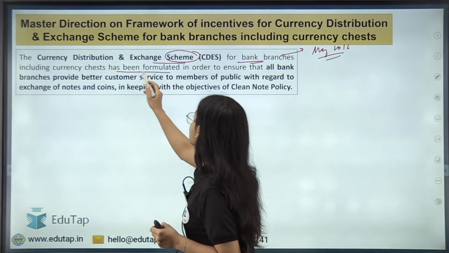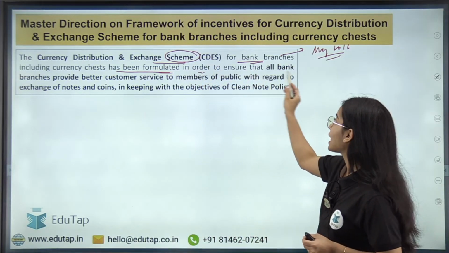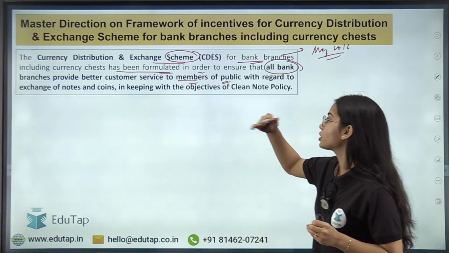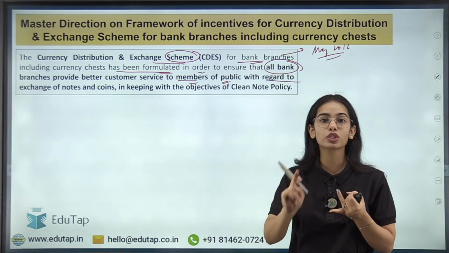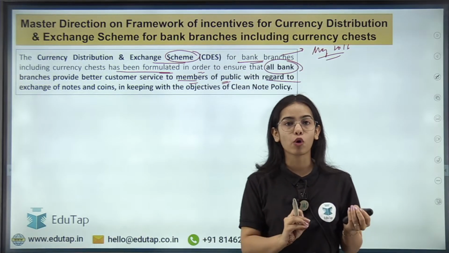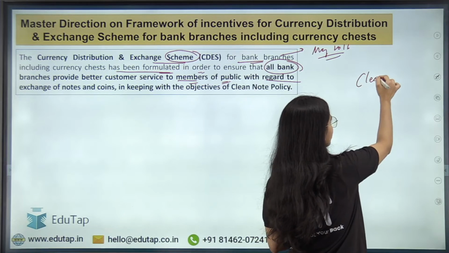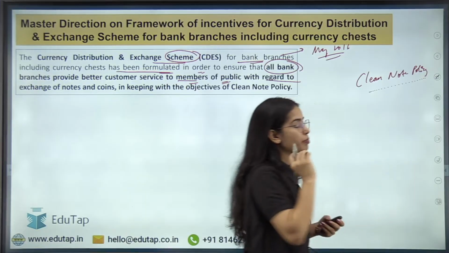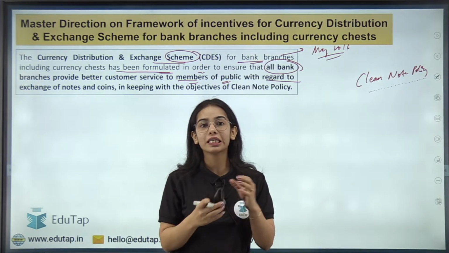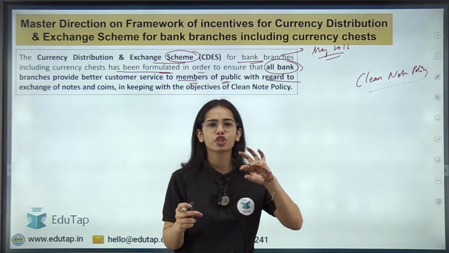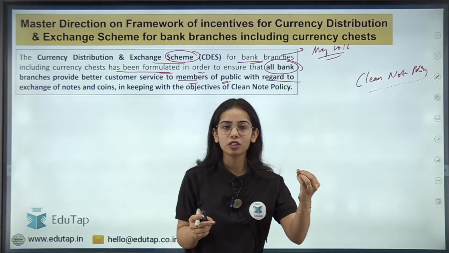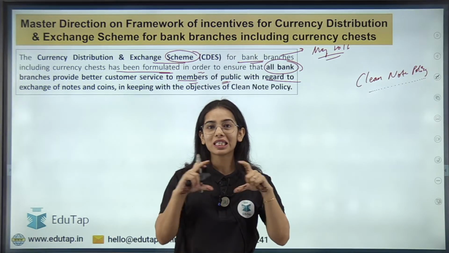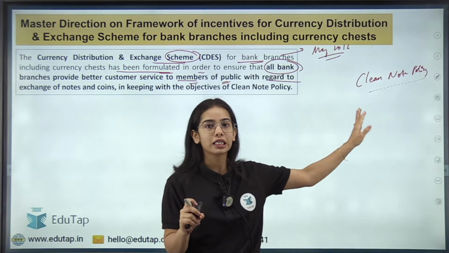Now this has been formulated in order to ensure that all the bank branches provide better customer service to members of the public with regard to the exchange of notes and coins. As you know, the RBI is following the clean note policy. That means the RBI wants the public to have clean notes, not soiled notes, not torn notes, not bad notes. The RBI wants all the people to have clean, proper notes. So that is the clean note policy.